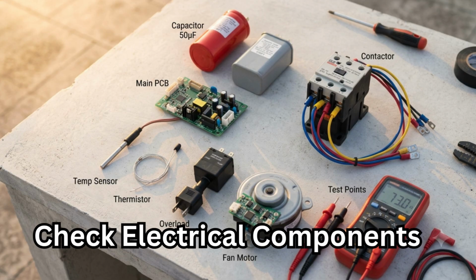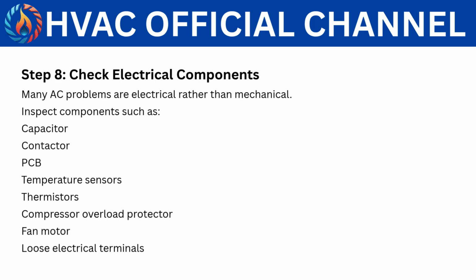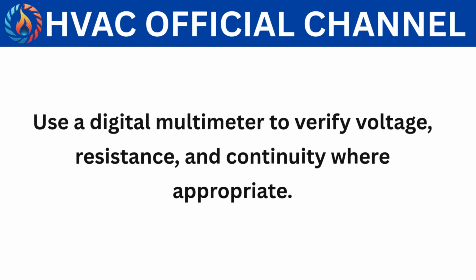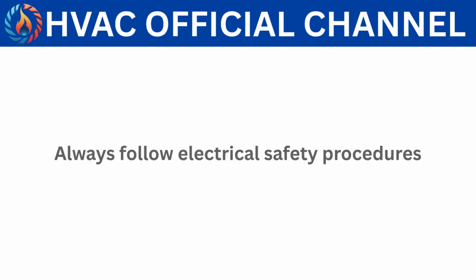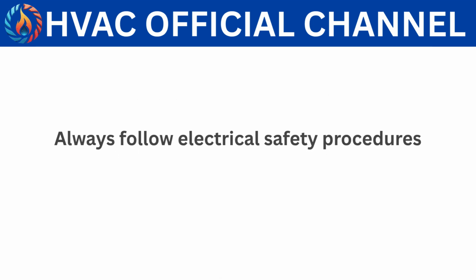Step 8. Check electrical components. Many AC problems are electrical rather than mechanical. Inspect components such as capacitor, contactor, PCB, temperature sensors, thermistors, compressor overload protector, fan motor, and loose electrical terminals. Use a digital multimeter to verify voltage, resistance, and continuity where appropriate. Always follow electrical safety procedures.